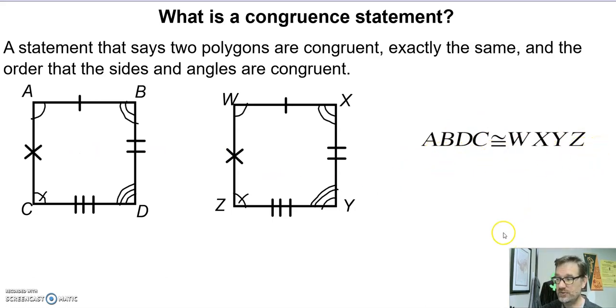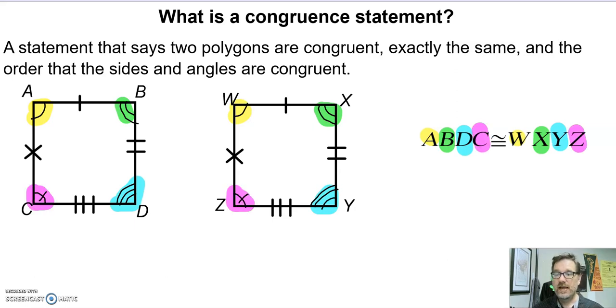What I mean by in this order is first letter matches up with first letter. So we know angle A is congruent to angle W because they're both first. Angle B is congruent with angle X because both of those letters are second. Angle D is congruent to angle Y because they're both third, and C is congruent to Z.